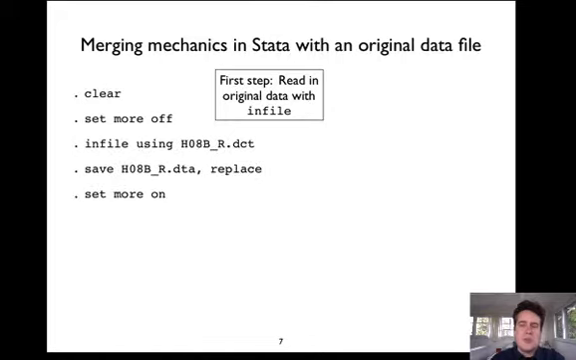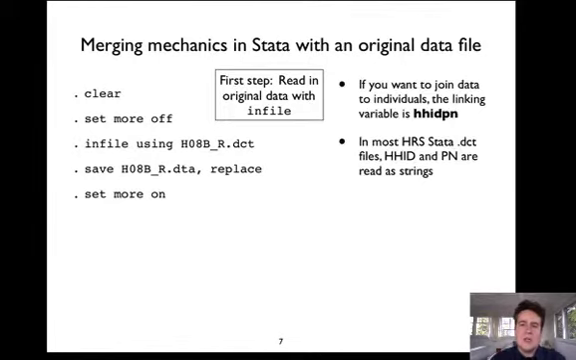So suppose you then had found that the data that you want is in this H08B_R.dct file. This is the Stata code that you would use to read in the data in that data file. It's described in the DCT as to where the actual text is, and what Stata uses with this infile command is that DCT file to figure out where things are.